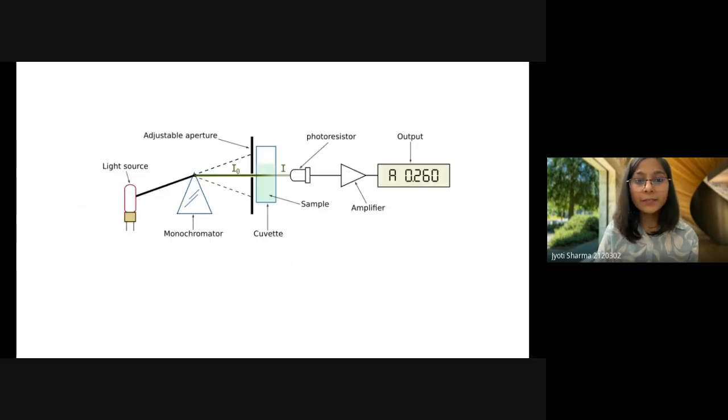If you see here, this is our light source. This is the monochromator, because the light source will give you a range of wavelengths of light. Then this monochromator will give you just one wavelength of light. Okay, and then you have the cuvette. This is the tube in which you have the colored solution. Then your light will be absorbed by this colored solution, and based on the absorbance of the light, it will tell you the concentration of your sample, right? So this is the principle of the spectrophotometer.